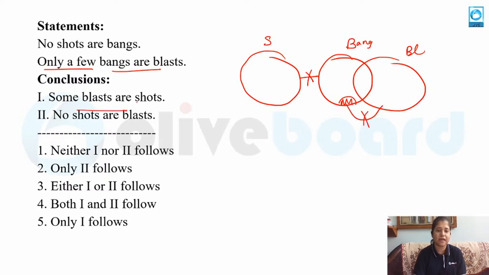Now, some blasts are shorts and no shorts are blasts. You can see shorts and blasts are independent of each other. They might interact with each other, but not necessarily, right? So, yahan par aapka dono hi not necessarily true hai. But if you have a look, this is a case of some and no, right? So, one of them has to be true. That is, either one or two follows would be the right answer here.